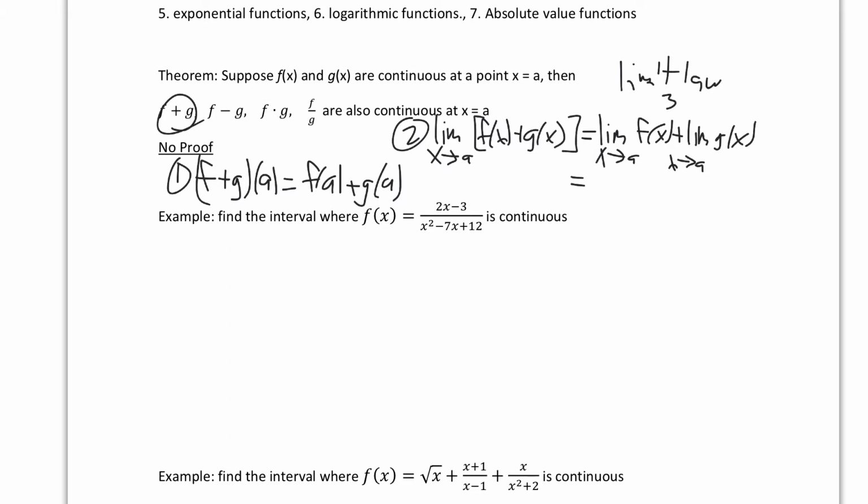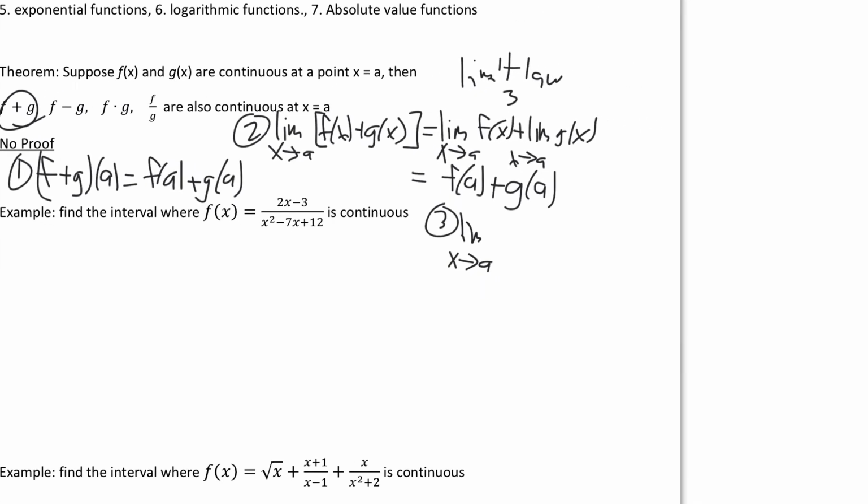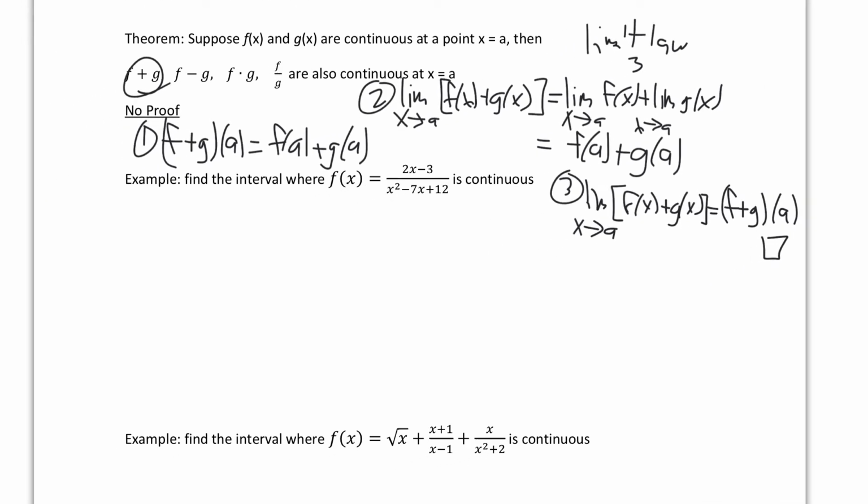Well, f of x is continuous and g of x is continuous, so the limit as x approaches a of f of x is just f of a. The limit as x approaches a of g of x is also g of a. And then for number 3, well, clearly these are equal because they're f of a plus g of a. And so here, the limit as x approaches a of f of x plus g of x is equal to f plus g of a. So that actually would be a complete proof there. You don't need to know the proofs of these ones, but it's nice to see the limit laws in action.